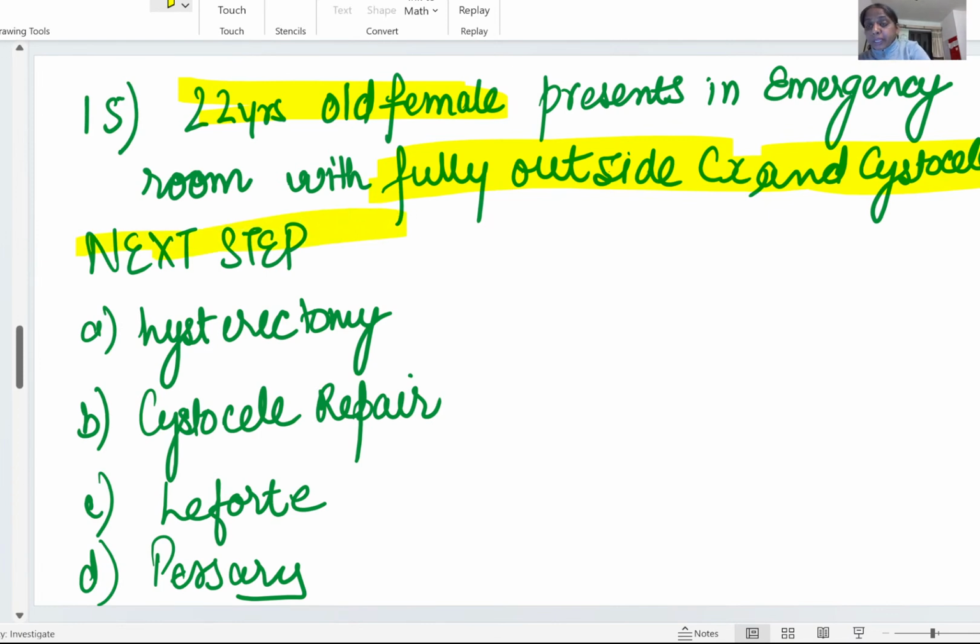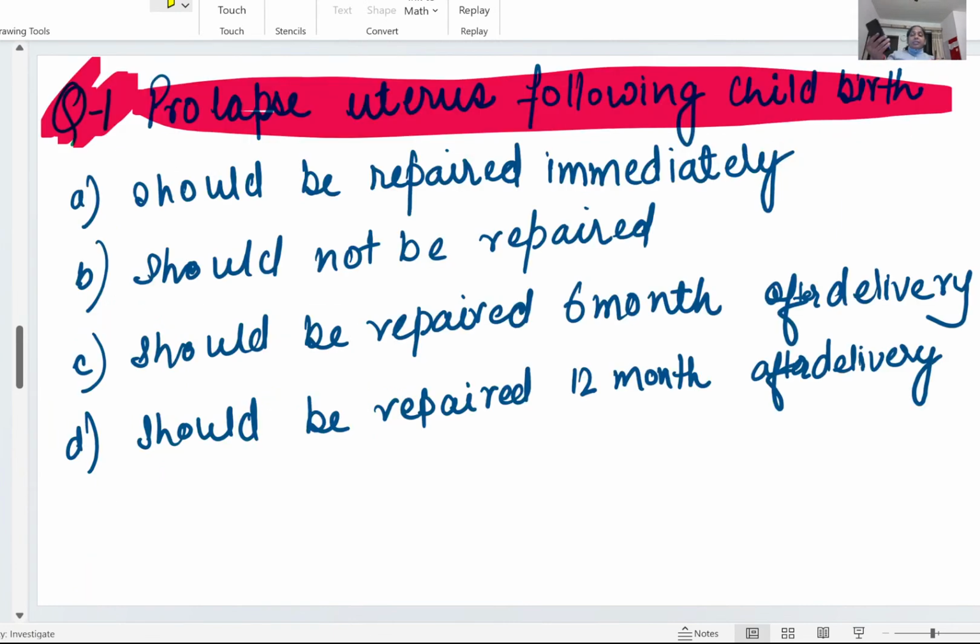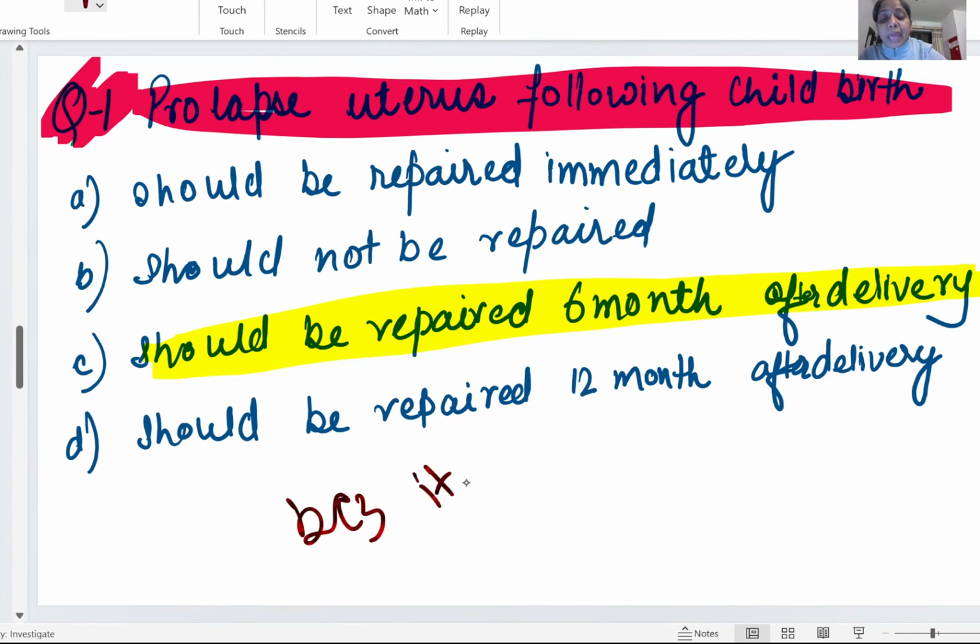That's all for today. Now let me tell you the answers. Prolapse uterus following childbirth: the answer is should be repaired 6 months after delivery. Why? Because prolapse is not an emergency.